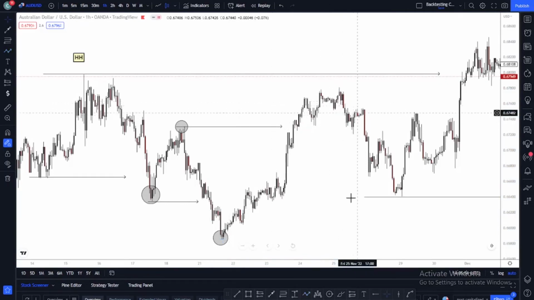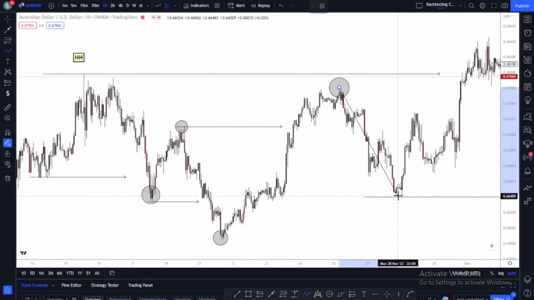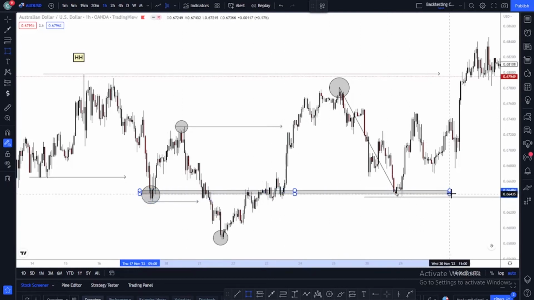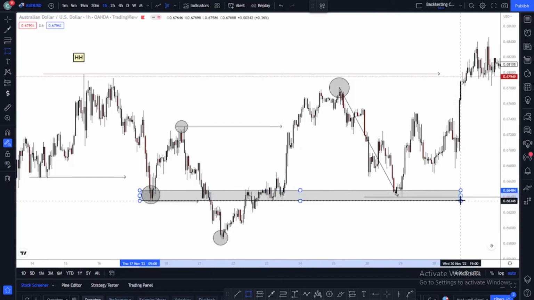So after price comes to create this higher high, what does price do next? Price retraces. Price gives us a discount. Price retraces back to this lower low, or this support zone right here. Price retraces back to this level, to this lower low, which is serving as a support level. That's where price retraced to.